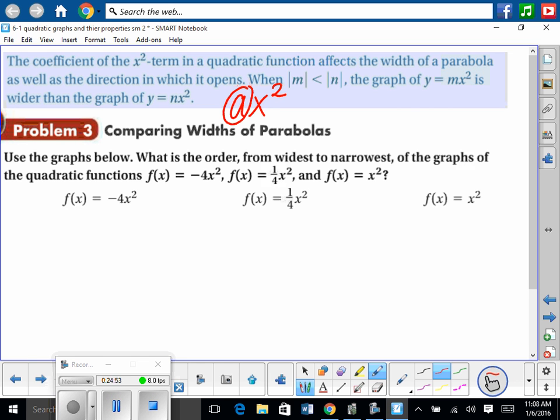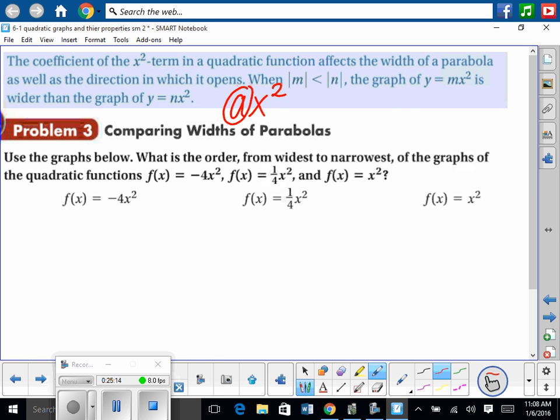But here is the catch. You have to look at the absolute value of a. Because if it's a negative, it just flips it upside down. So to decide which one's smaller or larger, you can't account for the negative, because the negative just flips it. So that's why you always look at the absolute value of a to compare and see which one's widest to smallest. So here's my first example.